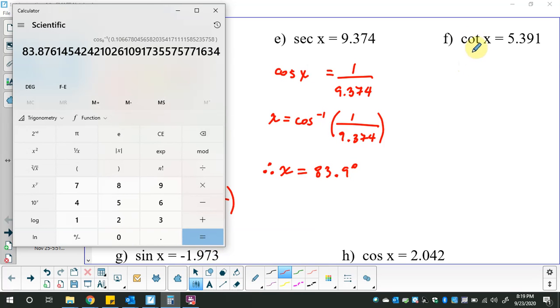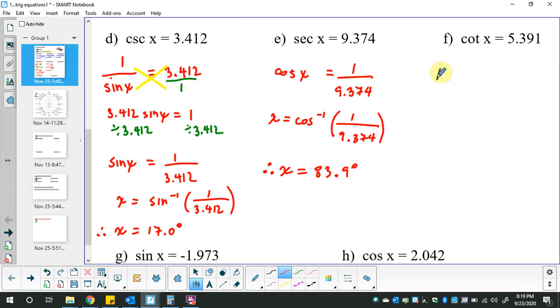So with this one, you do not have to use cotangent is cos x over sine x, the quotient identity. Instead, you have a tan button. I don't know why it keeps flipping. You have a tan button, so you're going to flip cotangent to its reciprocal, and you're going to flip 5.391 to its reciprocal, and then do tan inverse of something. In this case, this fraction.